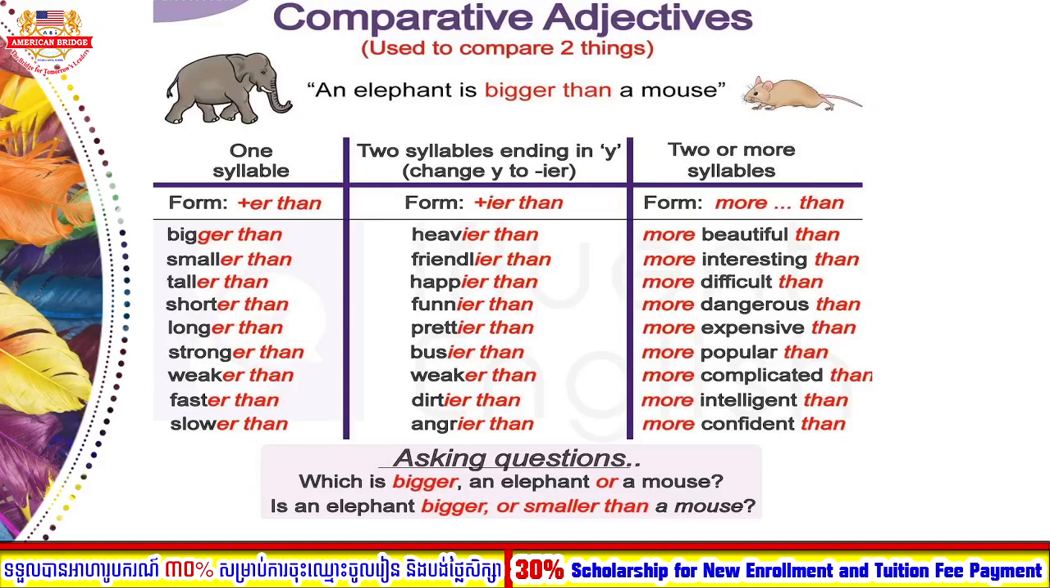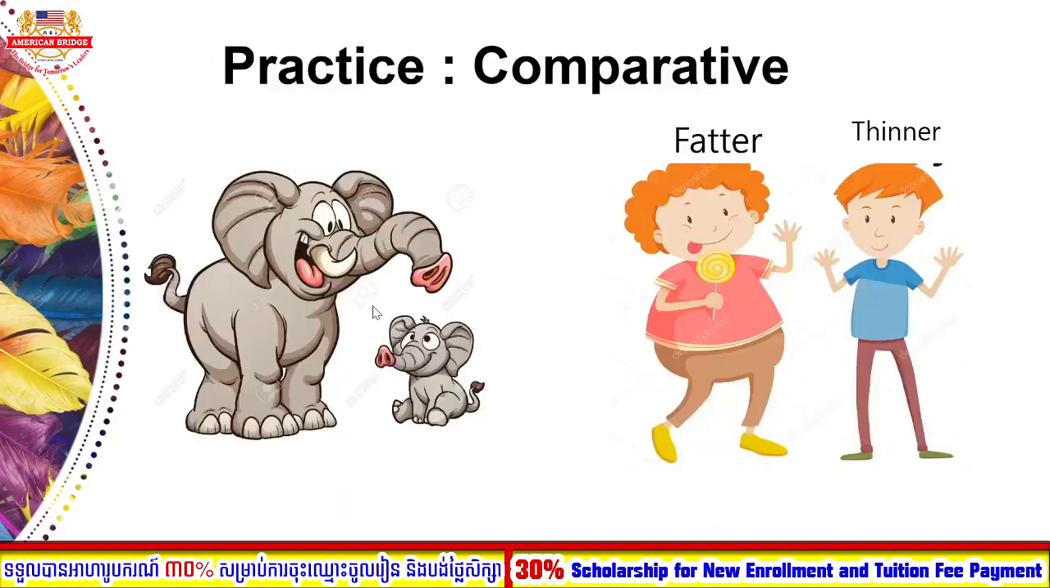So asking a question: which is bigger, an elephant or a mouse? This is the way that you make a question to ask someone, right? Which is bigger, an elephant or a mouse? Is an elephant bigger or smaller than a mouse? You can use all of these to make sentences when you use comparative adjectives, right? Okay, so now let's move to the next one.